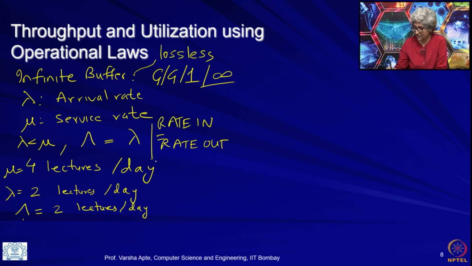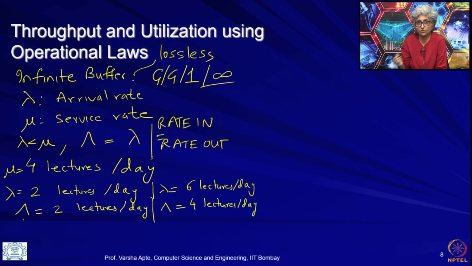Now, let us take the same example. You can watch 4 lectures per day, but now what is coming to you is actually 6 lectures per day. Suddenly the website is putting up 6 lectures per day, so what will your throughput be? How many lectures can you complete watching per day? It has to be just 4 lectures per day. How can you watch more? 6 can be coming, but you can only do 4.